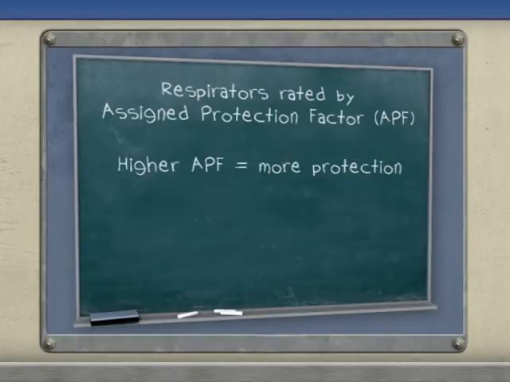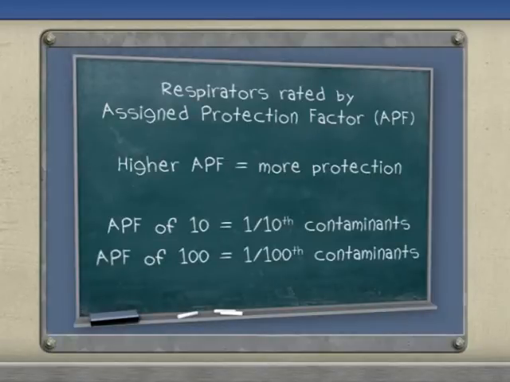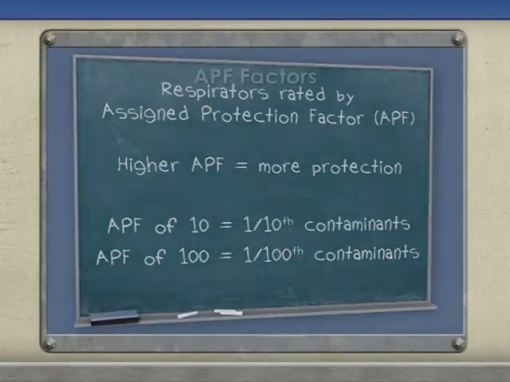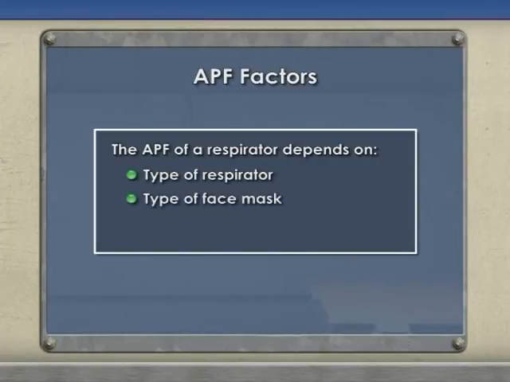For example, a respirator with an APF of 10 reduces the level of contaminants the user inhales by a factor of 10. A respirator with an APF of 100 reduces the level of contaminants by a factor of 100. The APF of a respirator depends on several factors, including the type of respirator, air purifying or air supplying, the type of mask, and the type of filtering device used.